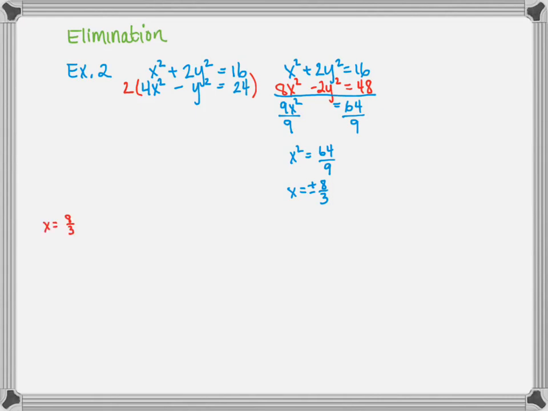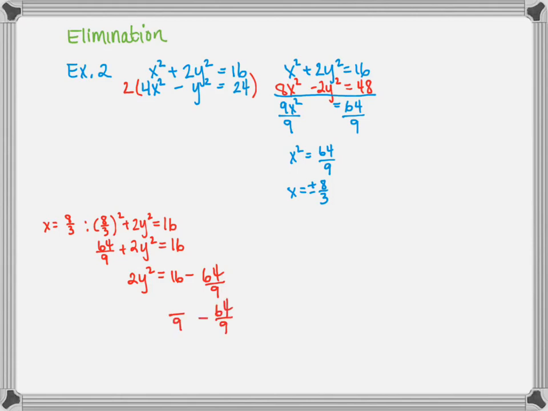So if x equals positive 8/3, let's substitute this into one of our equations. It doesn't matter which one. So I'm going to substitute it into the first one. So 8/3 quantity squared plus 2y squared equals 16. Or 64/9 plus 2y squared equals 16. Subtract 64/9 from both sides. So 2y squared equals 16 minus 64/9. 16 becomes 144 over 9. So 2y squared equals 80 over 9.